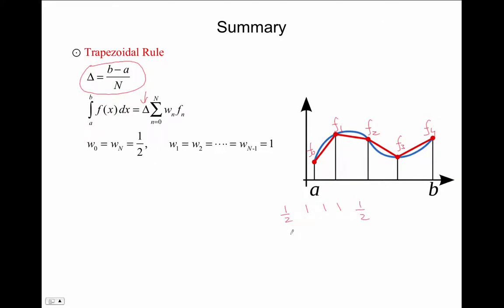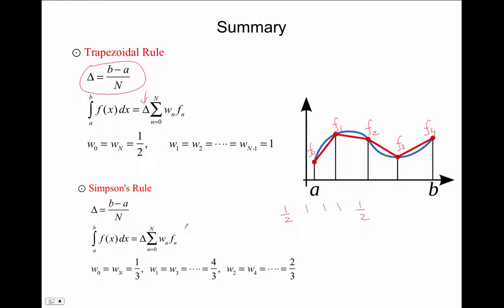Whereas the Simpson's rule that we derived gives us weights which are 1/3, 4/3, 2/3, 4/3, 1/3. And of course, this can be extended on. This is the general formula for Simpson's rule.